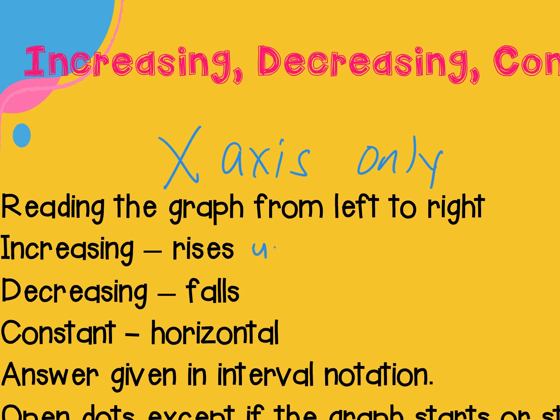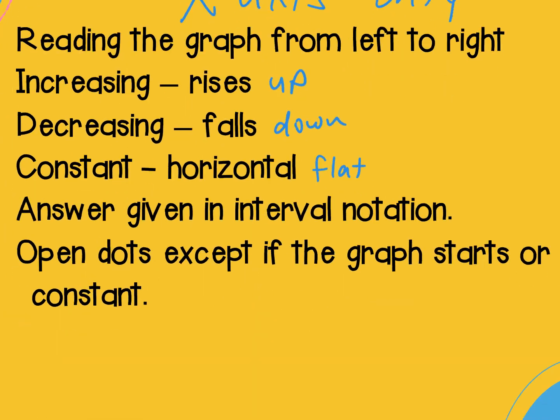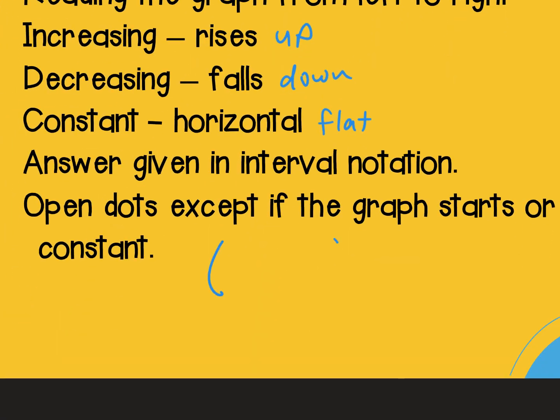But increasing is where your graph is going up. Decreasing is where it's going down. And constant is where we'll say it's flat. It's horizontal, left to right. Always interval notation. And you're always going to use parentheses.